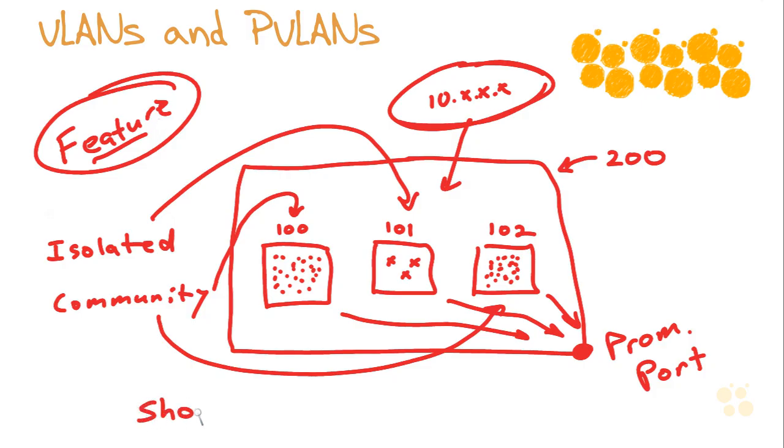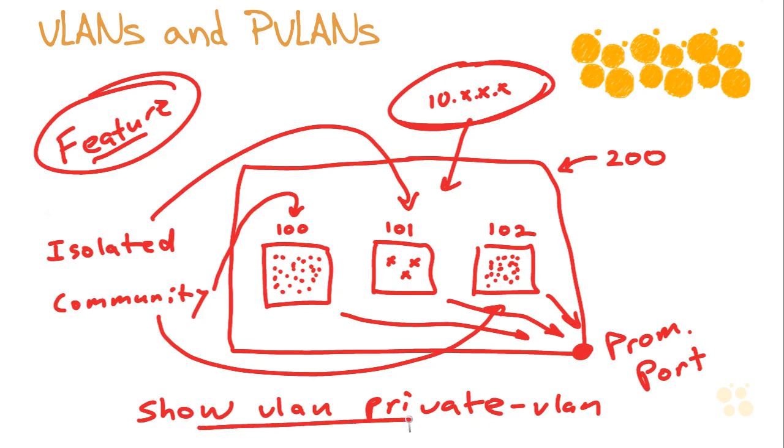Show VLAN private-VLAN would be one of those particular commands. It's going to show your community VLANs, what they're numbered, what ports are participating in those community VLANs. It's going to show your isolated VLANs and what ports are in those isolated VLANs.